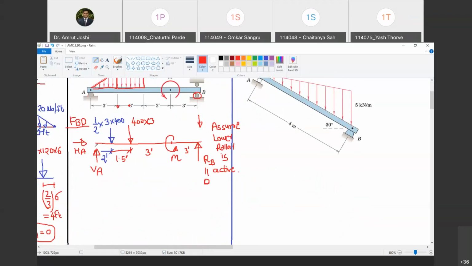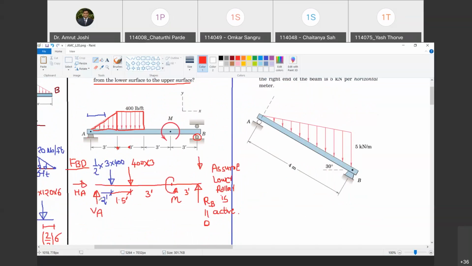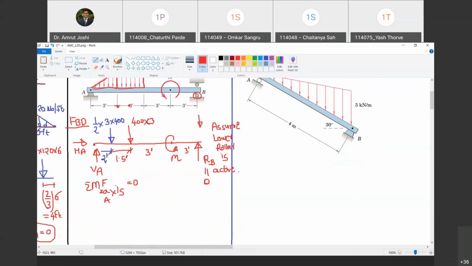But the wise thing to do, since only M is asked, is to take summation of moments about A equal to 0. Are you with me? Yes, sir. Summation of moments of all the forces about Z axis passing through A equal to 0. That is going to give me what? Moment of HA and VA is 0. Moment of this force, कितना आएगा बोलो? Half into 3 into 400 into 2.